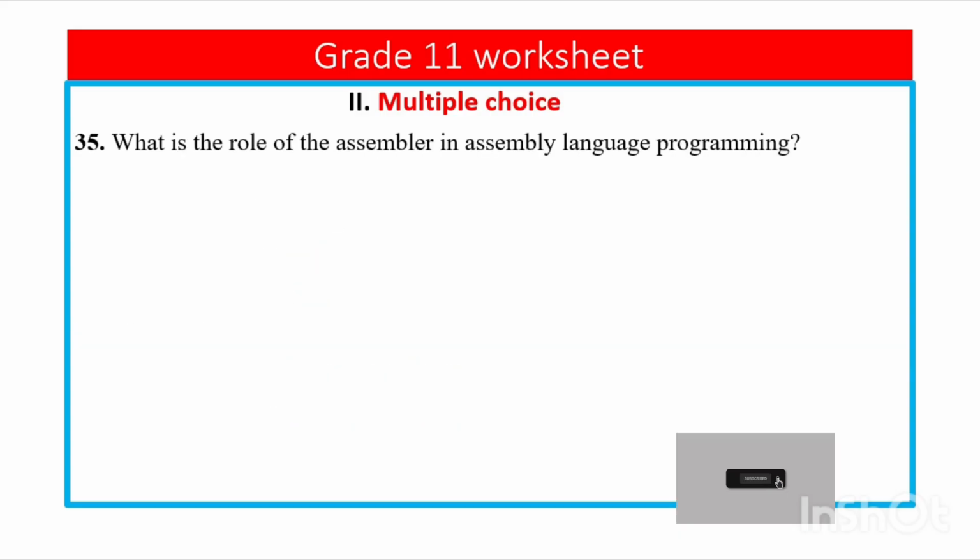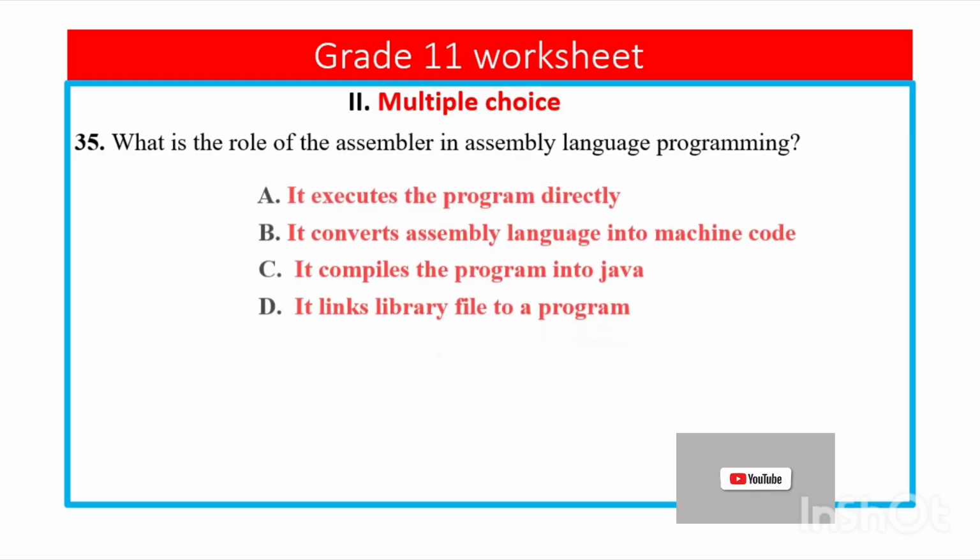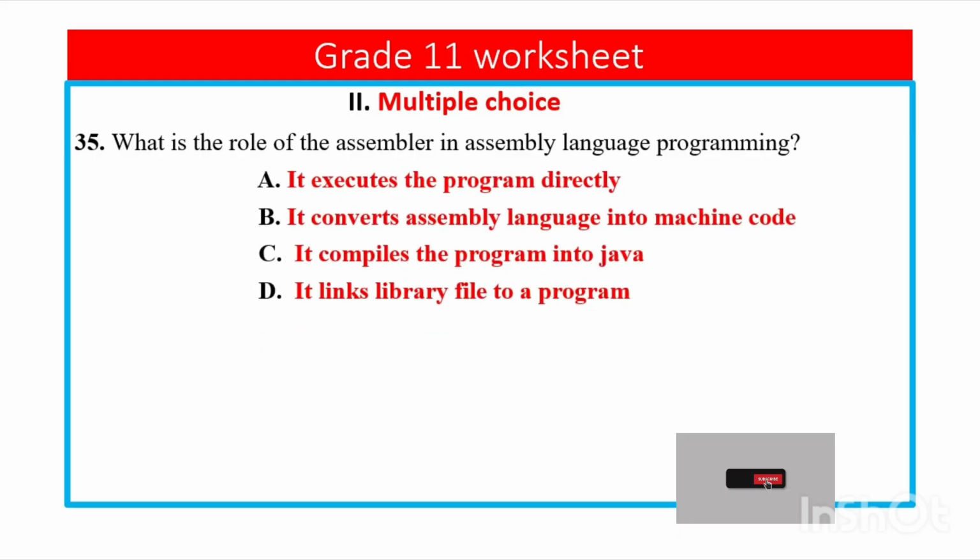35. What is the role of assemblers in assembly language? A. Executes a program directly. B. It converts assembly language to machine language. C. It compiles the program into Java bytecode. D. Links library files to the program.